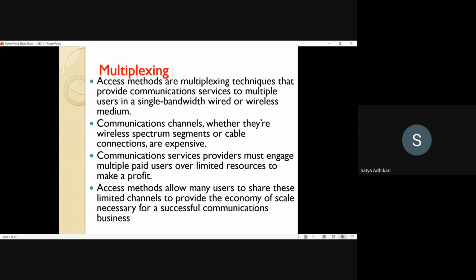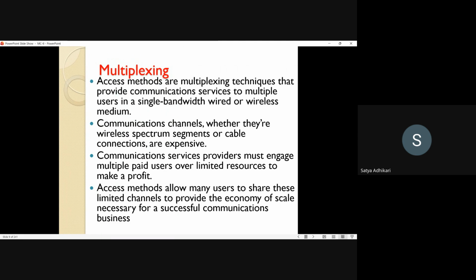Then multiplexing. We already know what multiplex means in simple networking. So let us get some idea of what multiplexing is. Access methods are multiplexing techniques that provide communication service to multiple users in a single bandwidth, wire or wireless medium. That is, the bandwidth is a single wire, but it can provide service to multiple users.